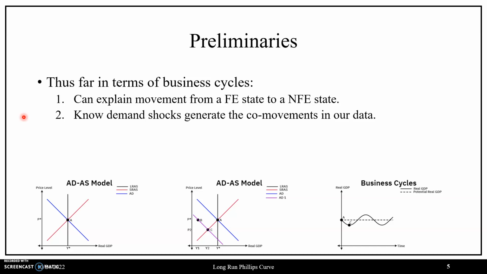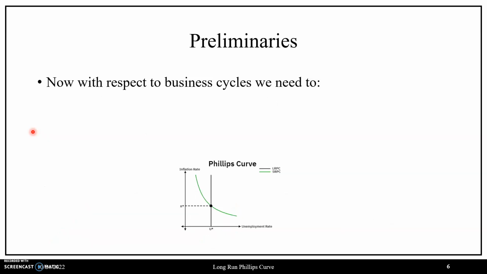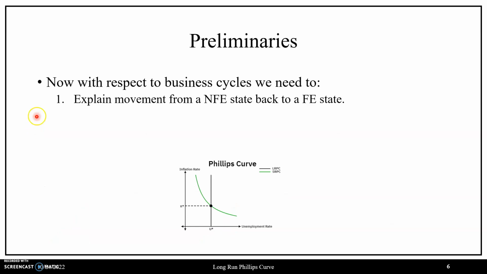So, given this observation, we've been putting more attention on demand side shocks, where last chapter we revisited aggregate demand and were also able to determine that consumption and investment were key sources of demand side shocks. So then, now with respect to business cycles, what we need to do is be able to explain movement from a non-full employment state back to a full employment state.